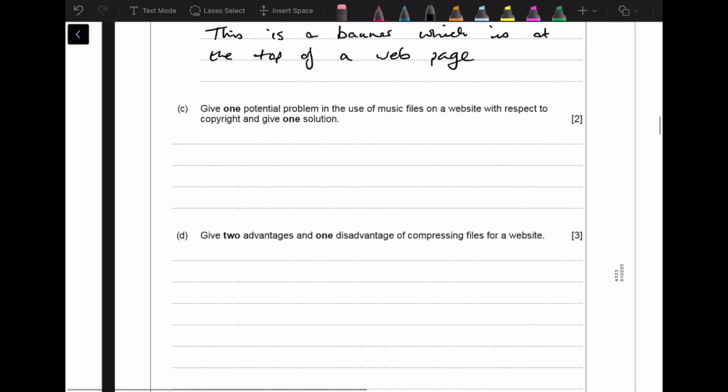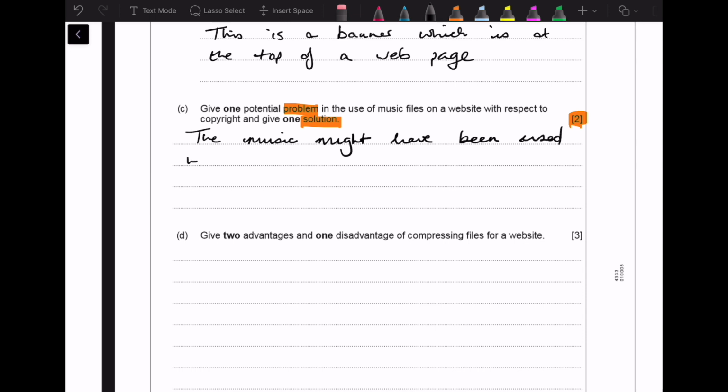Okay. Give one potential problem in the use of music files on a website with respect to copyright and give one solution. Now then, this is important, right? So it's 2 marks, so they want to know about a problem and then obviously the solution. So the problem would be using the music without permission. So the music might have been used without permission.